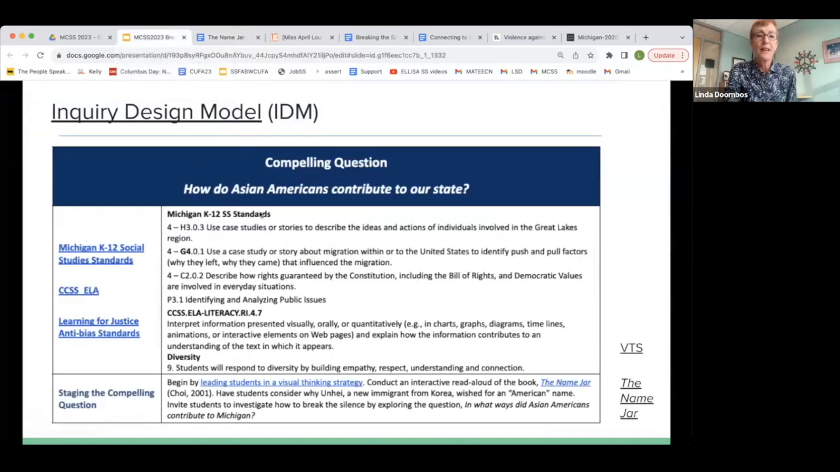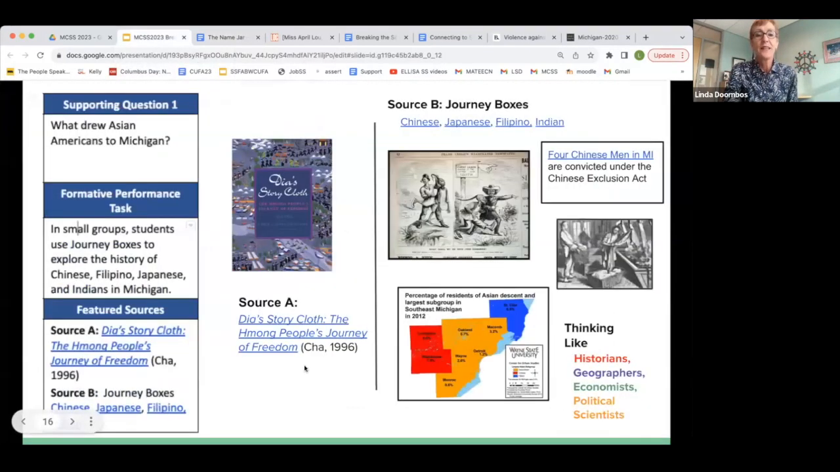And so once we've invited them into the investigation, then we go to supporting question 1, which was, well, what drew Asian Americans to Michigan? And the sources then are a book that I will show you in a second to introduce them to the topic of the fact that there's many different cultures and people involved. And then what I did was I created a journey box for the 4 most prevalent Asian American groups in Michigan, a journey box for Chinese, Japanese, Filipino, and Indians.